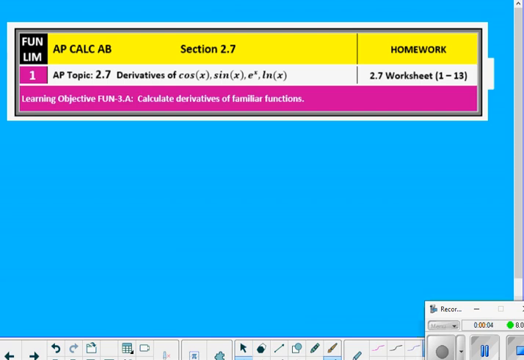Welcome. We're working on lesson 2.7 today. The topic is derivatives of cosine x, sine x, e to the x, and natural log x. Oh, some of our favorite functions. And as you can see, the homework tonight is going to be a worksheet.